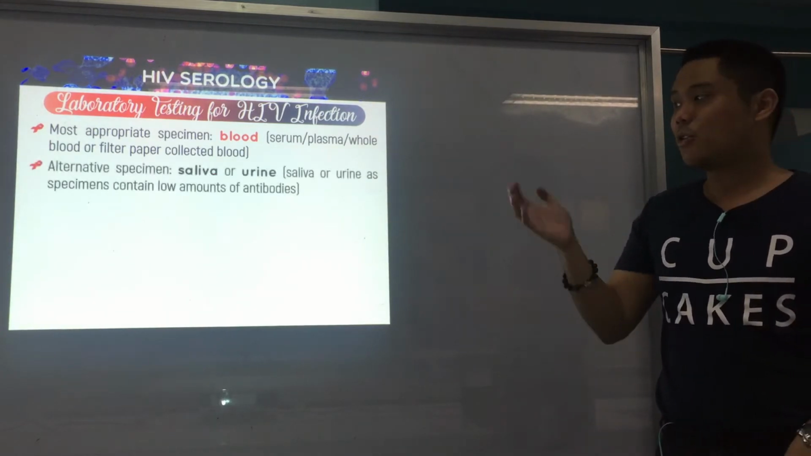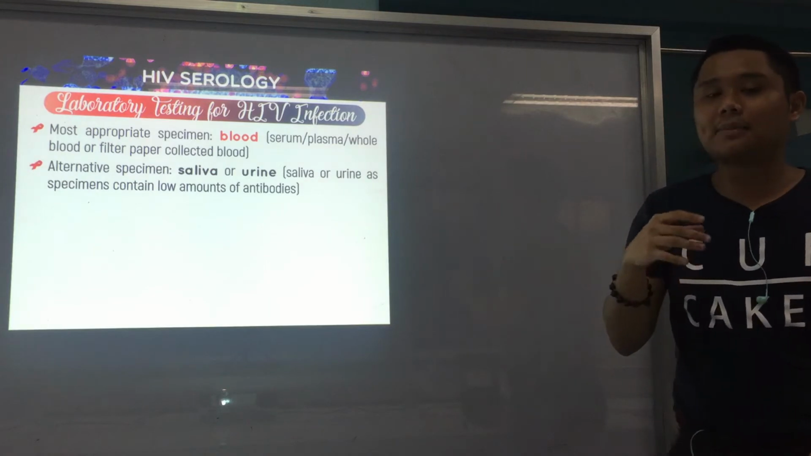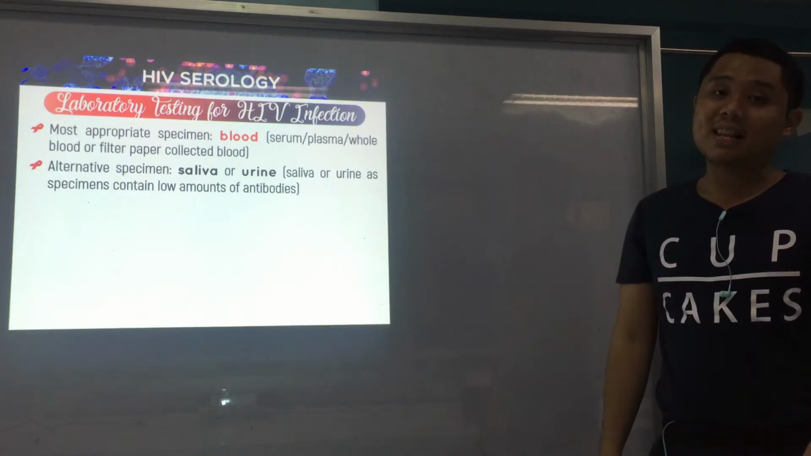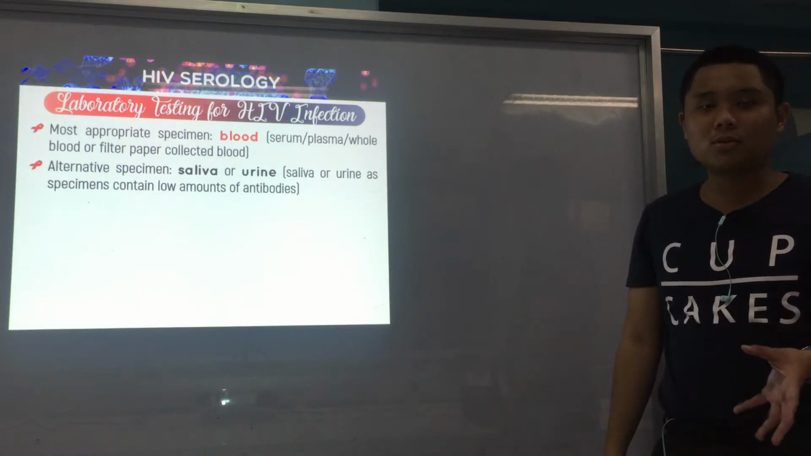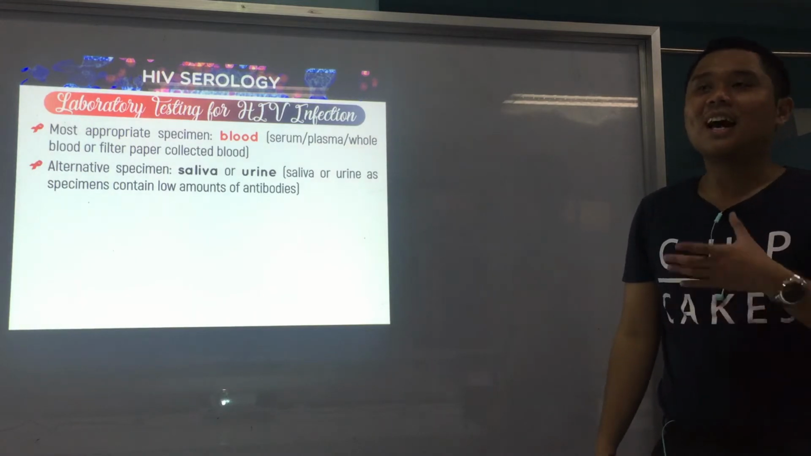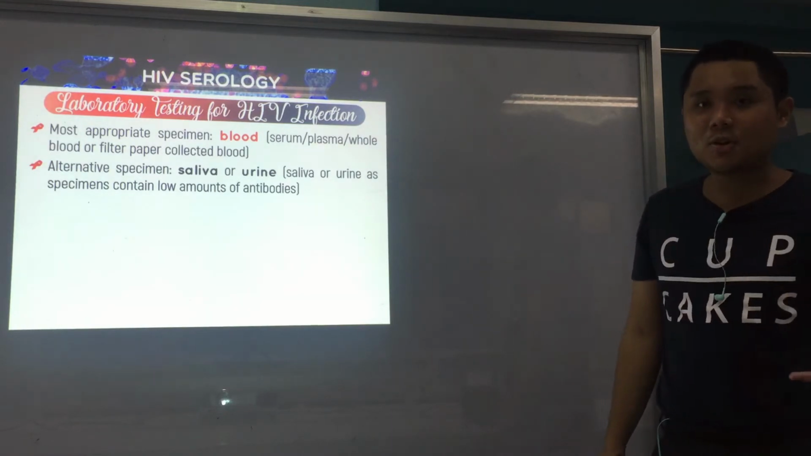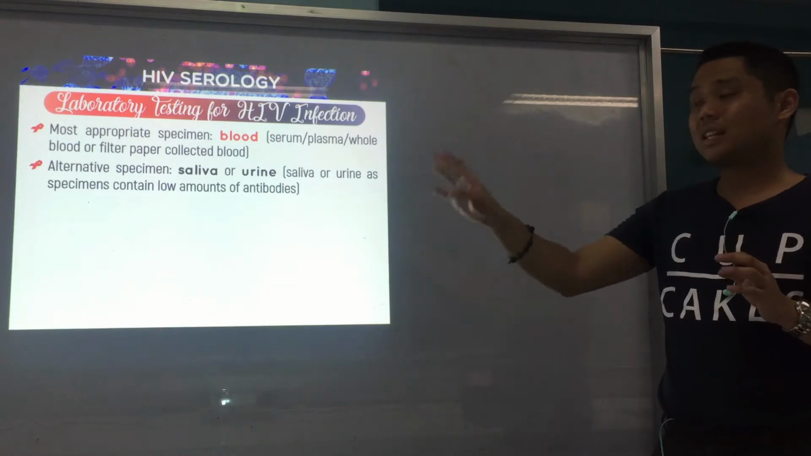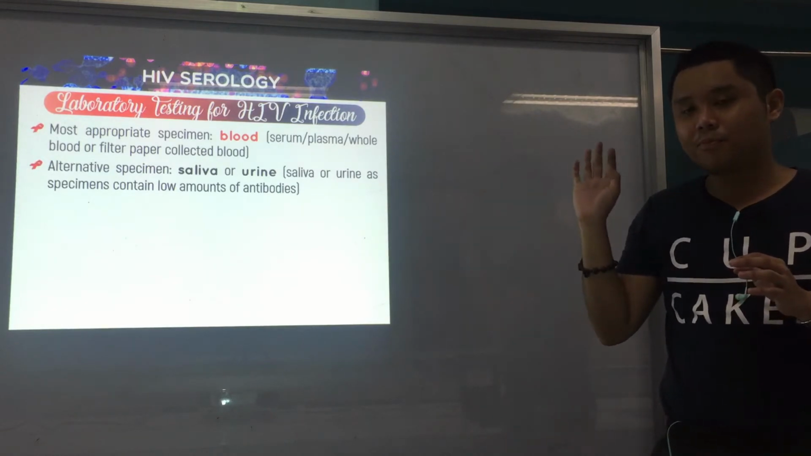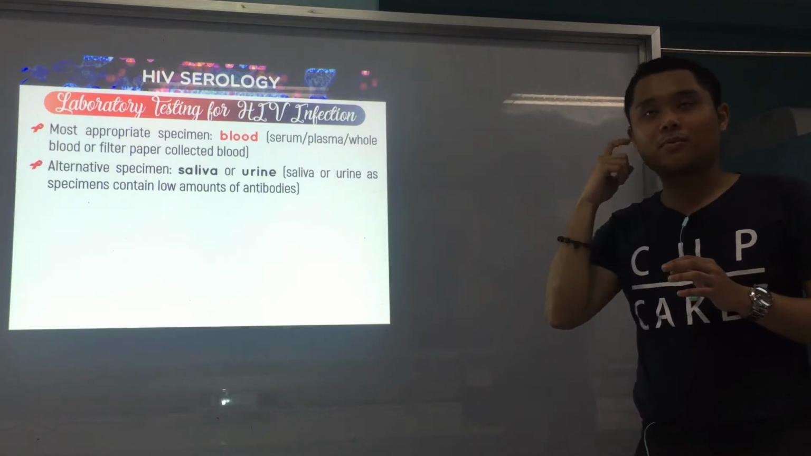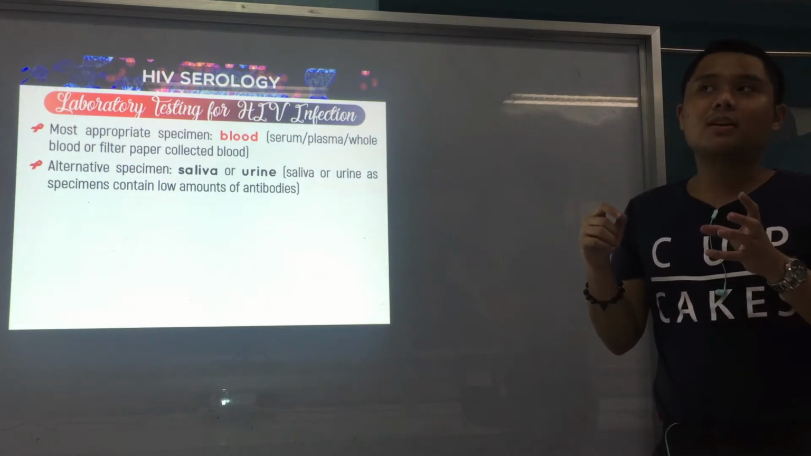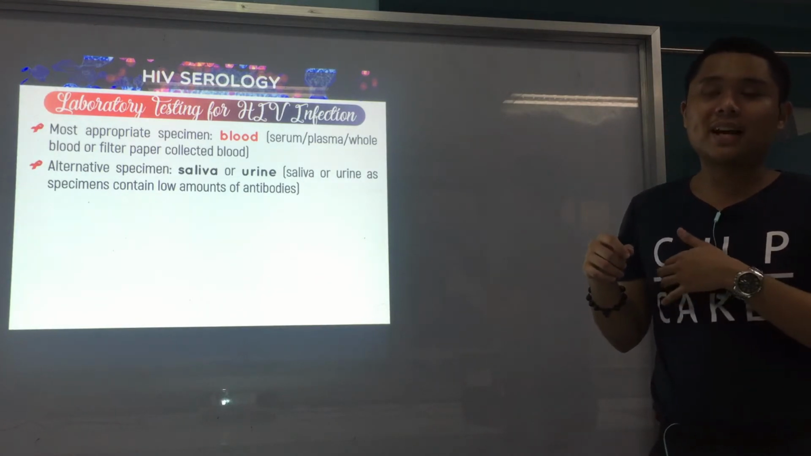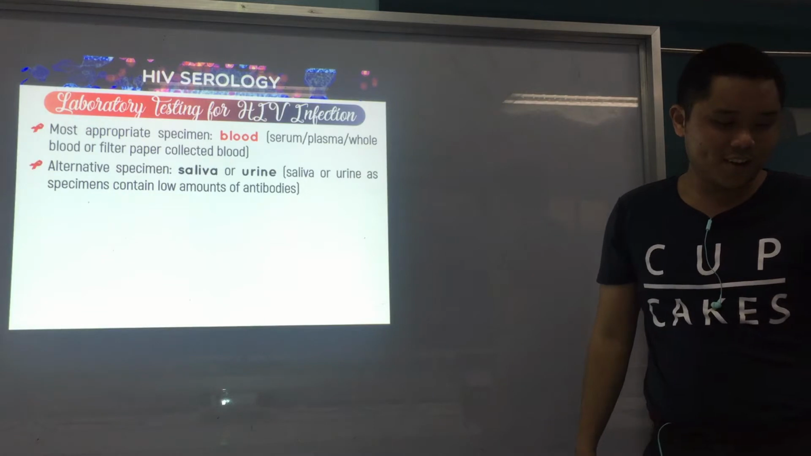Alternative specimens can only be saliva or urine because they contain low amounts of antibodies. So if lisod kuhaan og dugo, or dili ka kakuha, you could also opt for saliva or urine. But again, ang first choice gud nato, the first specimen of choice, is blood.